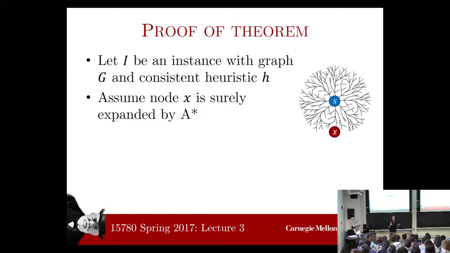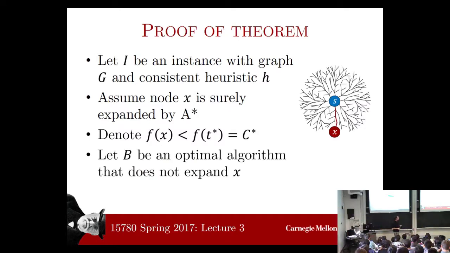Okay, that's important. It's not the tree that's formed by A star. This is the search problem itself. And let's say, by contradiction, that there is a node X that is surely expanded by A star. We actually can be even positive here. What I want to show you is that X will be expanded by some alternative algorithm B, where B is guaranteed to be optimal given a consistent heuristic.